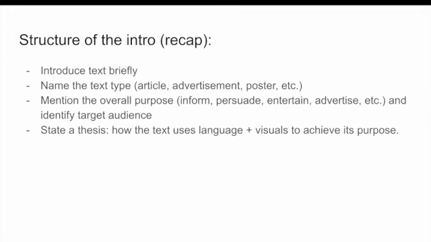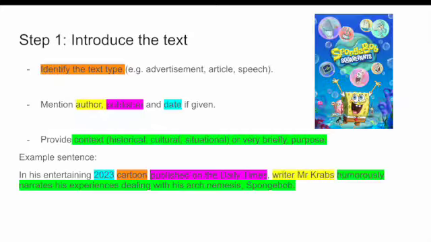So let's just quickly recap the structure of the introduction that we looked at in the last video. What the introduction aims to do is introduce the text briefly, name the text type, mention the overall purpose of the article, and identify a target audience. Lastly, the introduction should also state a thesis that encapsulates the text's application of linguistic and visual features and how this achieves the author's intended purpose. So this is what we're going to be deconstructing today.